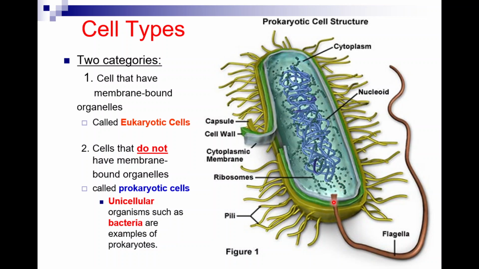For example, the bacterial cell. Here is the diagram of a bacterial cell or prokaryotic cell structure. See here, this is the outermost covering. This is the flagellum. These are all pili. Ribosomes are present. The cytoplasmic membrane is present. Here the cell wall is present, and this is the capsule of the bacterial cell. So let's see.